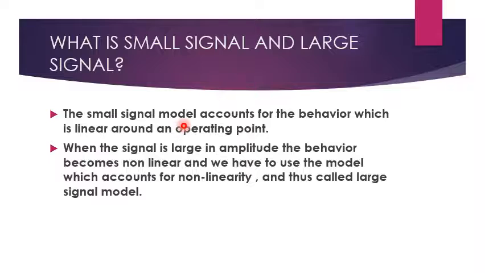The small signal model accounts for the behavior which is linear around an operating point. So what is the operating point? Your operating point, that is your quiescent point, should be in the active region in order to work the transistor as an amplifier. If your operating point is near the cutoff region, your transistor will be in cutoff, or if it is up towards the top, it will be in the saturation region. Clear? Right. So the small signal model accounts for the behavior which is linear around an operating point.